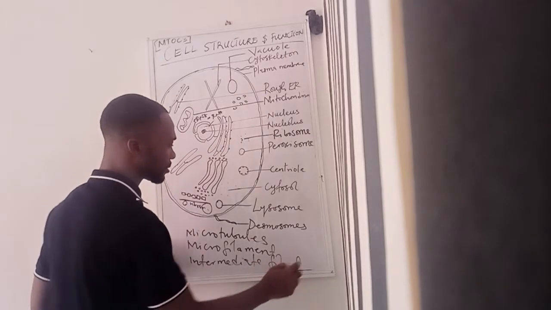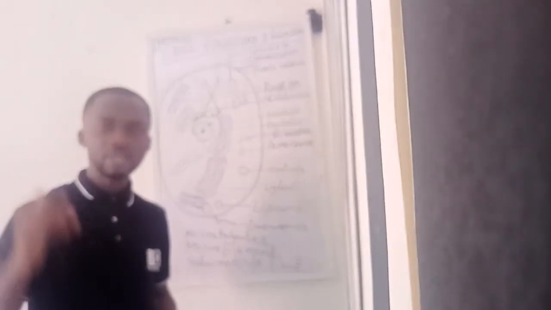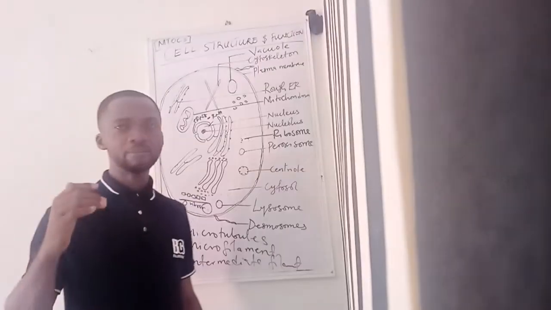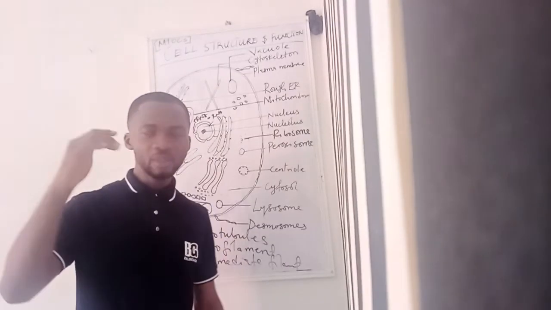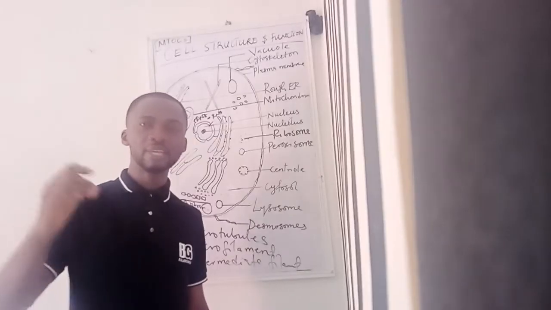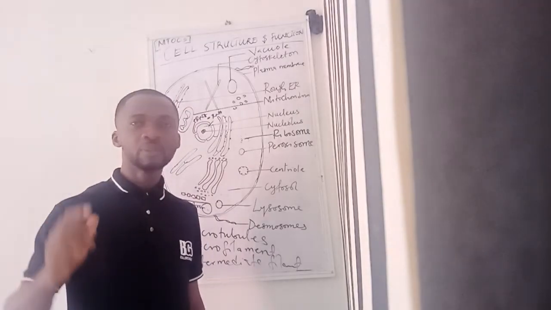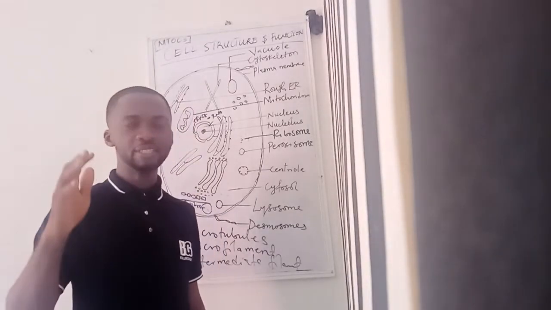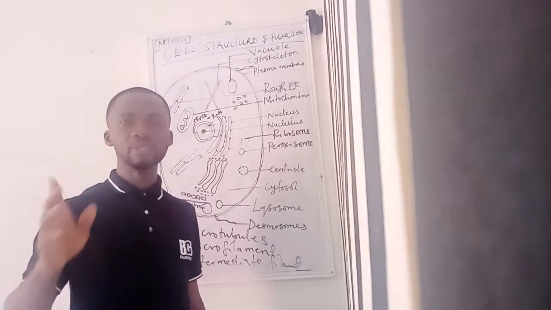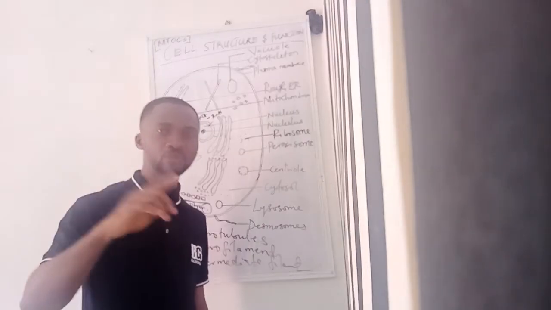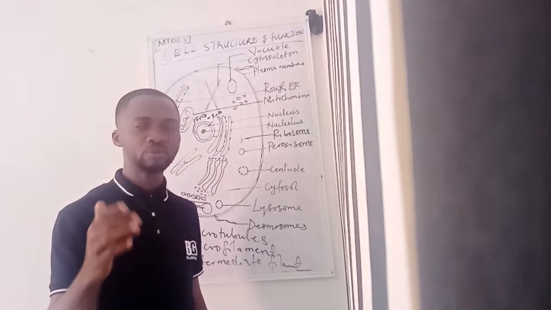Now, what are the functions of these fibers? Starting with the first one, which is the microtubule. The microtubule is one of the fibers made from the cytoskeleton, and the primary function is that it helps in movement around the cell. This movement could be either the beating of the flagella or the cilia. For the cilia and the flagella to beat is because of the presence of these microtubule fibers.